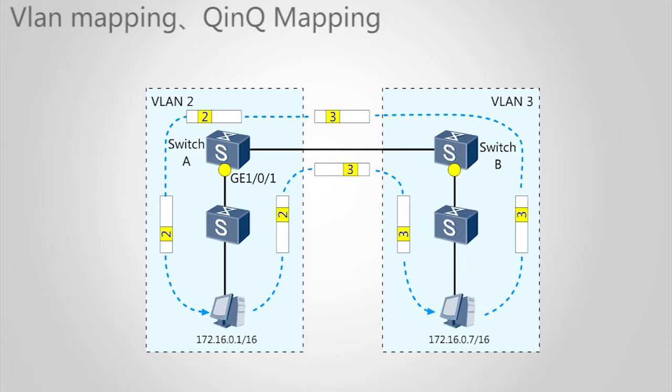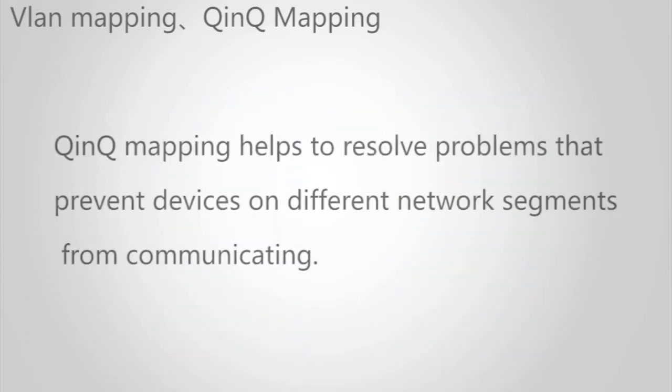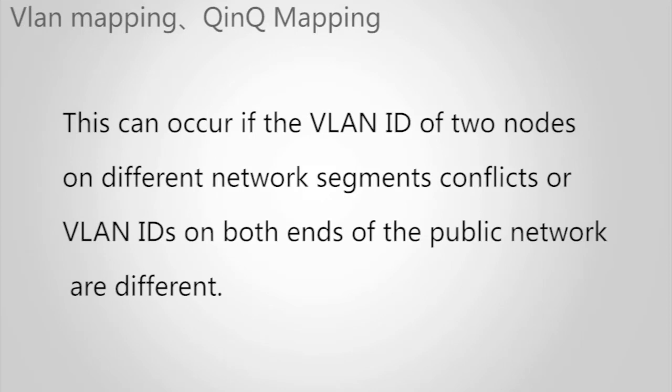VLAN mapping is not applicable if the PCs are on different network segments. Routers are used to implement communication between these PCs. QinQ mapping helps resolve problems that prevent devices on different network segments from communicating. This can occur if the VLAN IDs of the two nodes on different network segments conflict, or VLAN IDs on both ends of the public network are different.